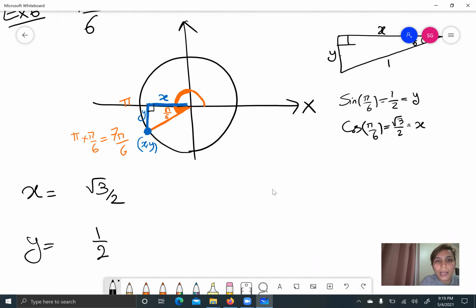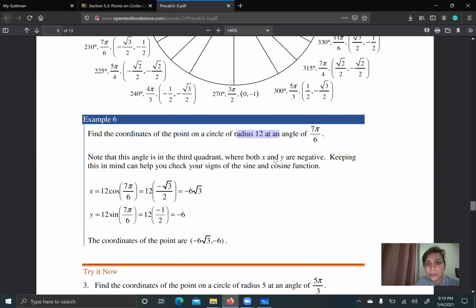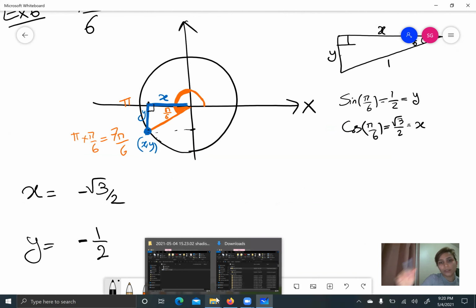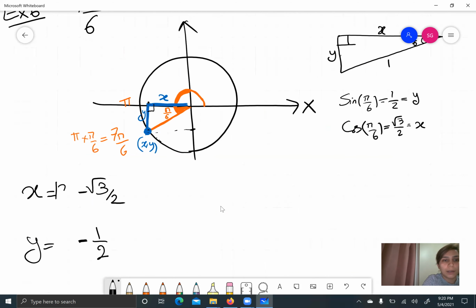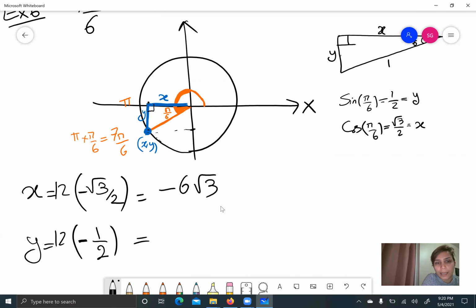What about their signs? Look, x is negative, I can see because it's in the third quadrant. So x is negative, and y is also negative. You see that? Both of them are negative. And this is for the unit circle, but because this circle has a radius of 12, because of the stretch, just multiply by 12. So it's going to be negative 6 square root of 3 and negative 6. That's it.